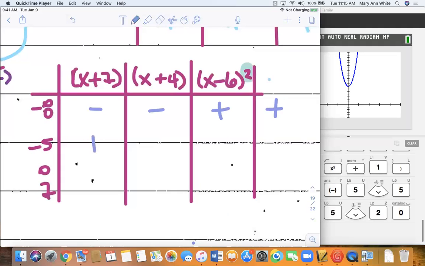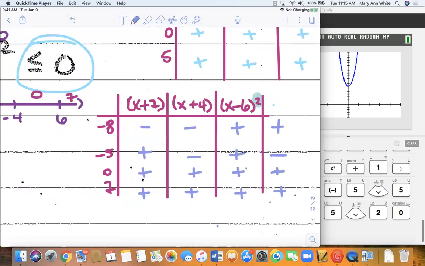-5 plus 7 is positive. -5 plus 4, oh, that's negative. And then anything squared is positive. So that's going to stay negative. 0 plus 7 is positive. 0 plus 4 is positive. Anything squared is positive. Okay, that stays positive. And then last, 7. 7 plus 7 is positive. 7 plus 4 is positive. Anything squared is positive. Okay, I've got another positive.